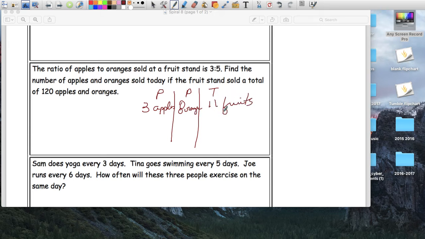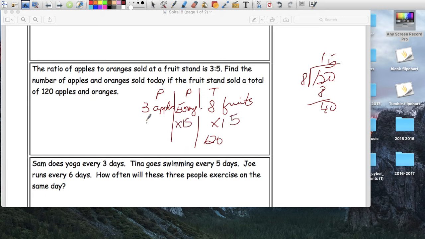Sorry, what am I doing? Okay, mistake. That's not 3 apples, 8 oranges, sorry. It's 5 oranges. And that gives me a total of 8, not 11. So find the total number of apples and oranges sold today if the fruit stand sold a total of 120. Is there a relationship between 8 and 120? I don't know. So let's see, 120 divided by 8. 8 goes into 120, 1 time 8, so 40. Yes, there is. Look at that. It's 15. So times 15.